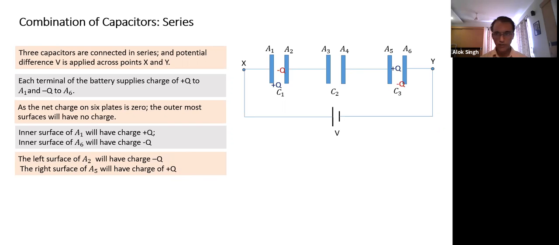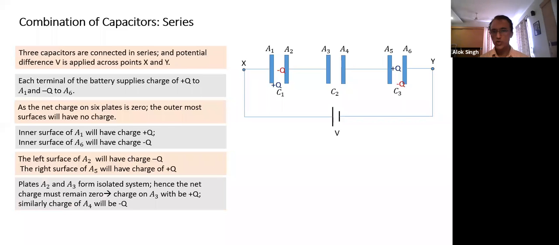This also has to happen. But still the whole thing is not complete because other plates are left. Let's look at what will happen further after this. A2 and A3 form an isolated system. Initially this whole system has 0 charge. Now they are not connected to anything other than themselves. So the net charge on the whole system has to remain 0. If this has charge of minus Q, the plate A3 has to have charge plus Q. In a similar way, A4 and A5 also form an isolated system. If this has charge plus Q, this has to have charge minus Q.